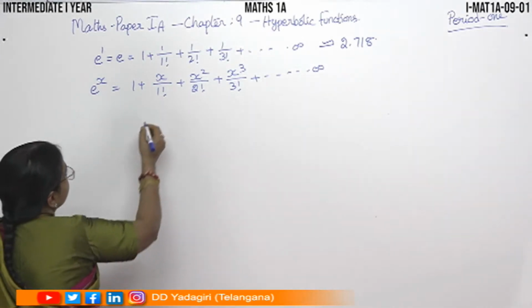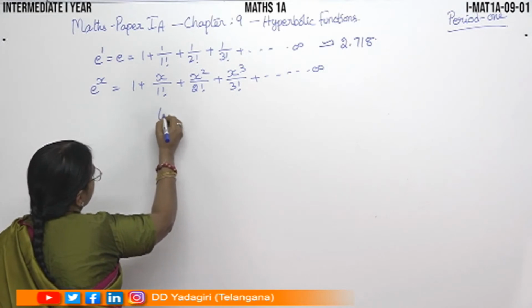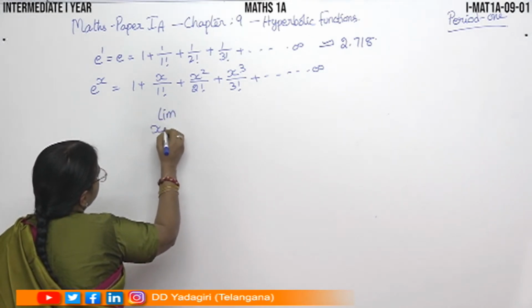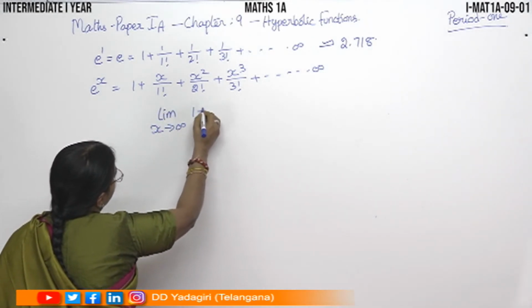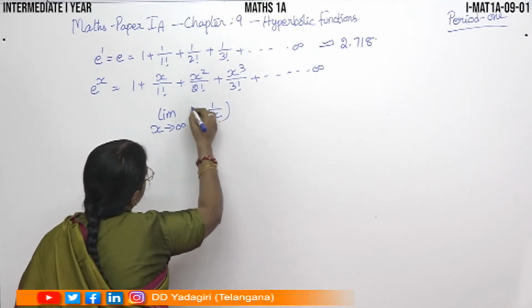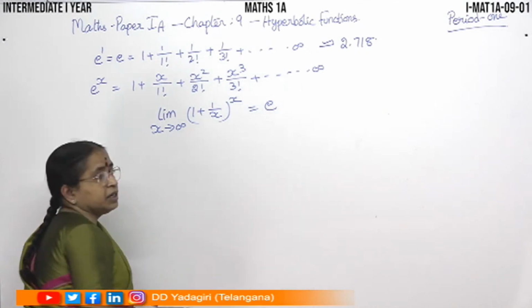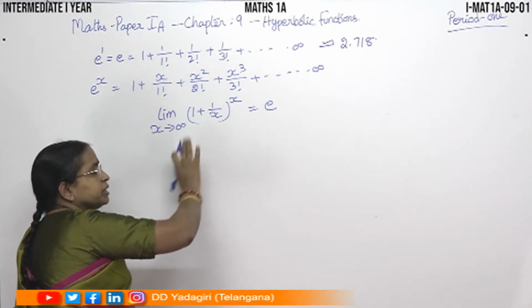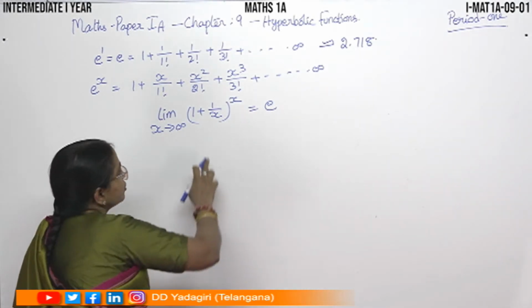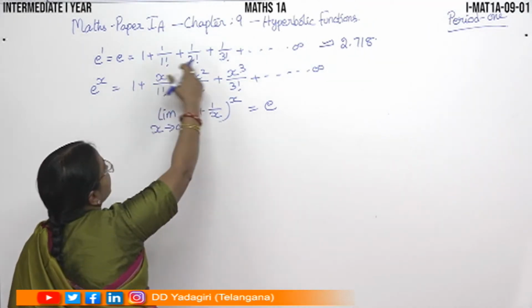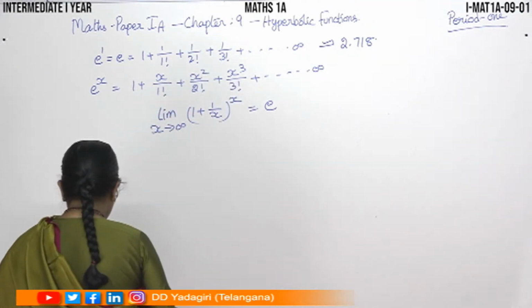Next, in limits also you have this limit: x tending to infinity of 1 plus 1 by x whole to the power x is e. You will learn this in the limits chapter of calculus. So there also it is the same irrational number e.